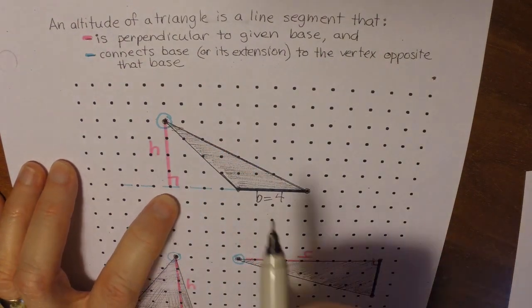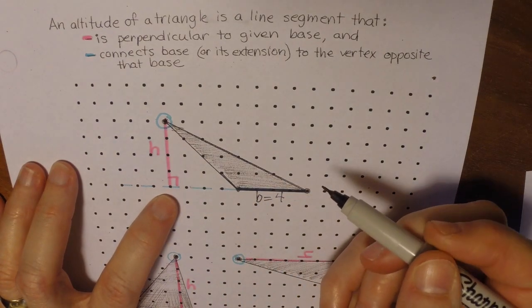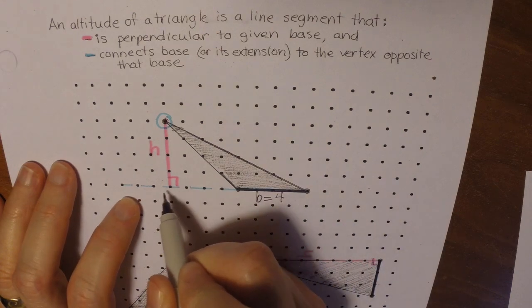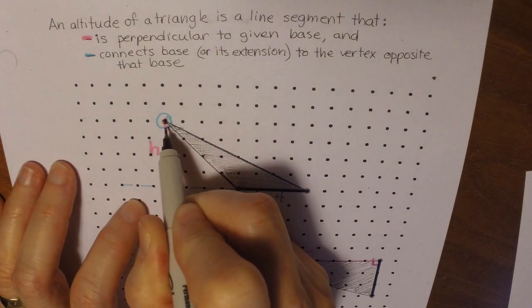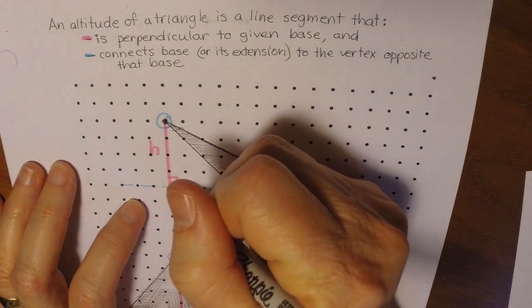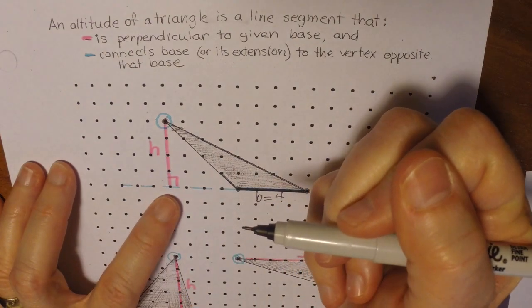So for this one, since the dots are at 90 degrees, it's our grid, that makes this very easy. So if I extend this base so that it comes underneath this opposite vertex here, and we draw the line straight down to the base, by the way these dots are arranged, we know this has to be a 90-degree angle.